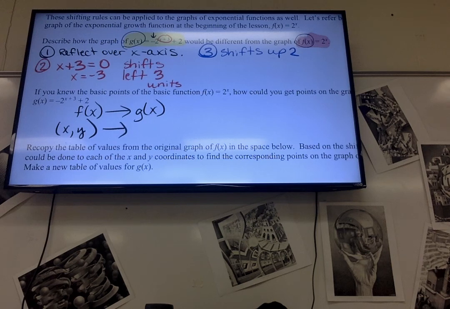We would take our original x and y that we did on the page before for 2 to the x. Since I'm moving it left 3, I take x and then subtract 3. I'm reflecting it over the x-axis, so instead of a positive y, it's a negative y. And then we moved it up 2, so I add 2. And that comes from these.